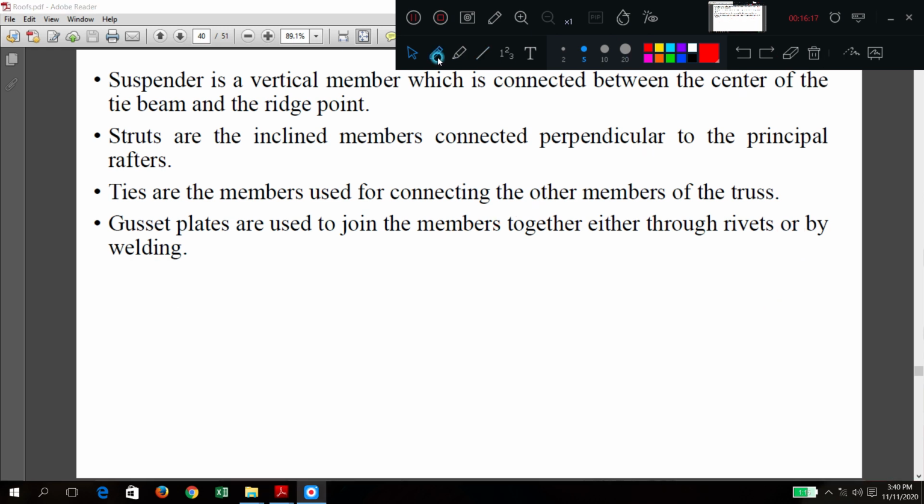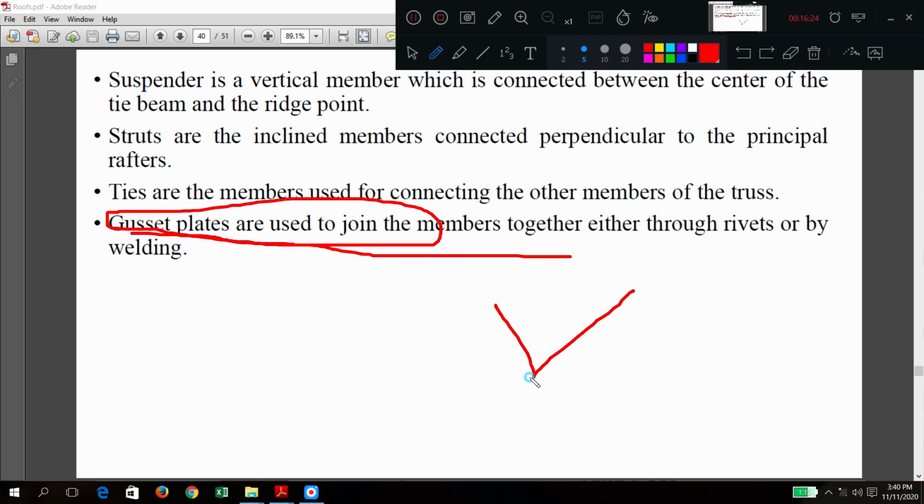So what I wanted to explain to you is that gusset plates are used to join the members. So that connection was there, like this. Gusset plates with rivets, or sometimes we can go for welding also.